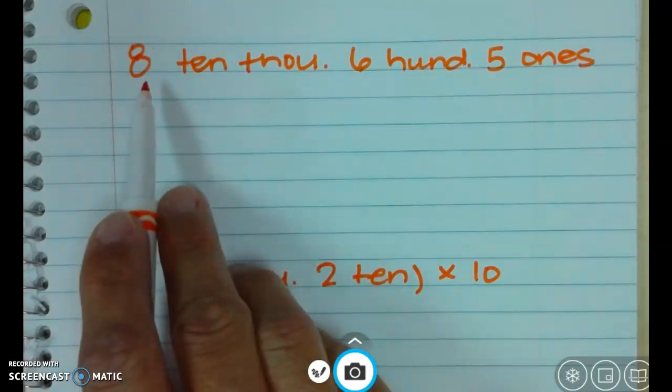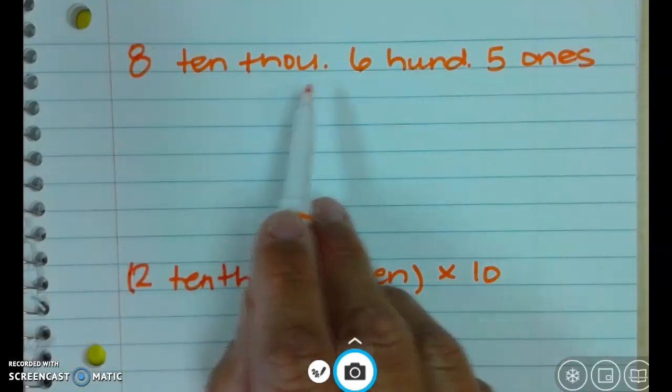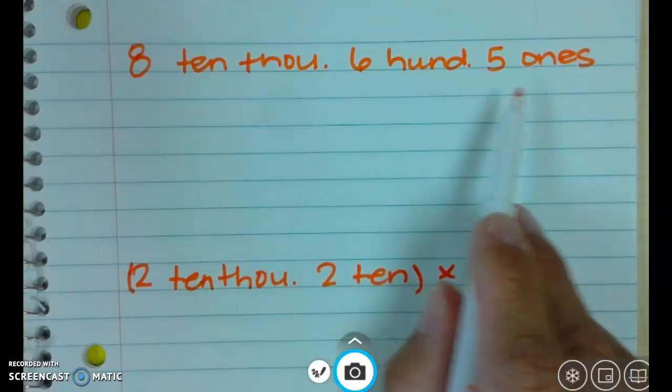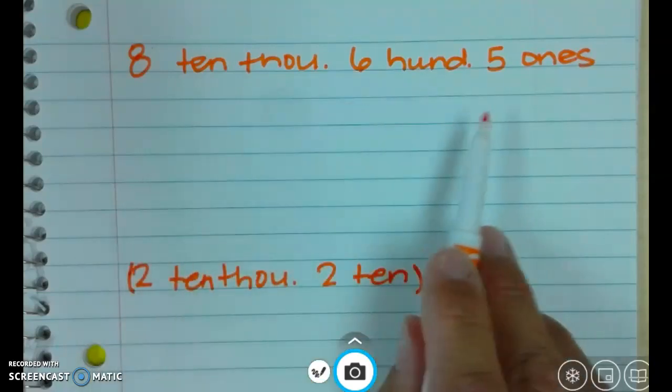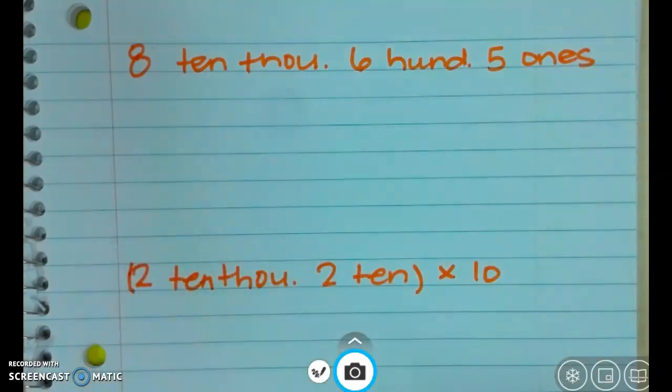So this is unit form, 8 10,000s, 600, 5 ones. So I need to take this number that is in unit form and put it in standard form. And if it helps you, write it in expanded form.